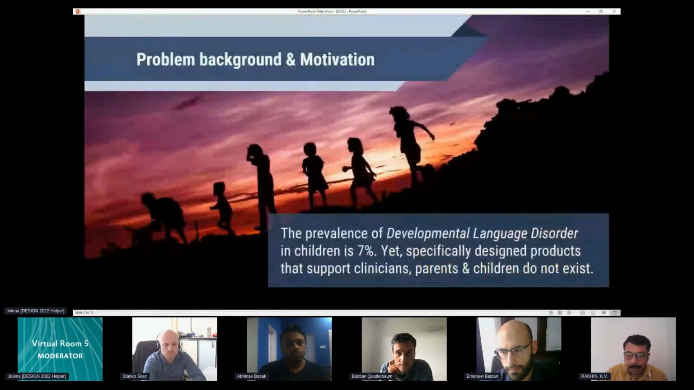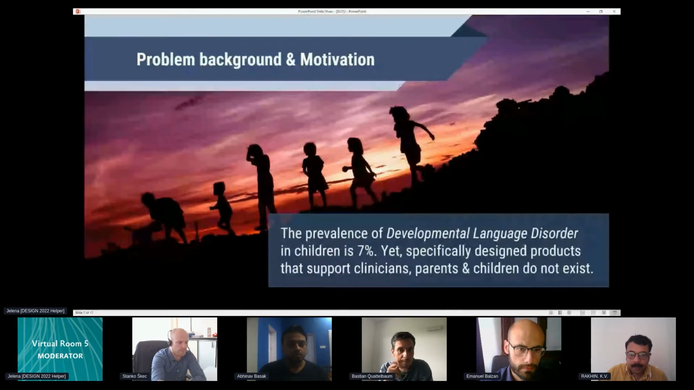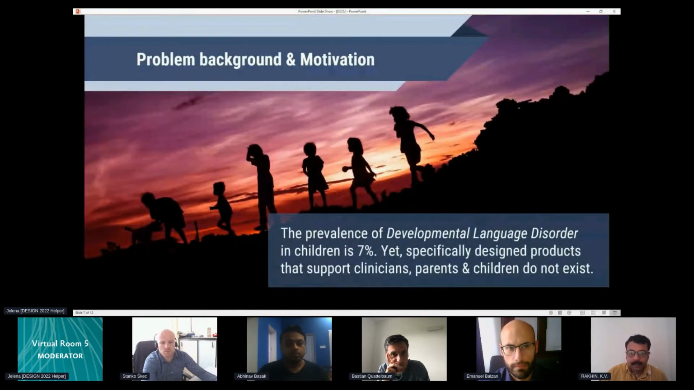The motivation of this research concerns speech and language therapy among preschool children. 7% of the global childhood population possesses a language disorder which cannot be attributed to any causative health factor. And currently, there are no specifically designed speech and language therapeutic toys that address the needs of clinicians, caregivers, and children. Basically, my research concerns the development of a design support tool that helps designers elicit requirements for such artifacts.